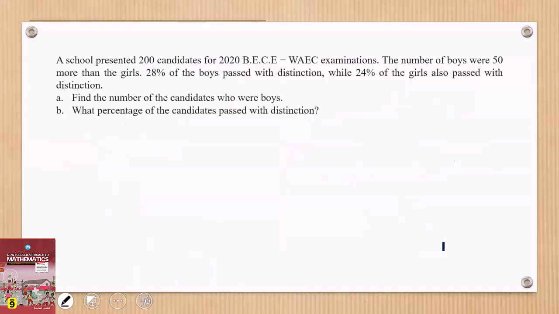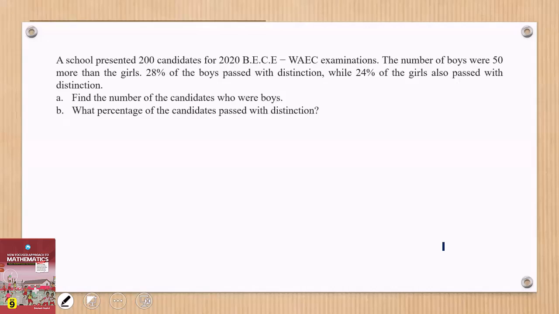A school presented 200 candidates for BECE in the year 2020. That's the WAEC examination. The number of boys was 50 more than the girls. 28% of the boys passed with distinction, while 24% of the girls also passed with distinction. Find the number of candidates who were boys. Then what percentage of the candidates passed with distinction?